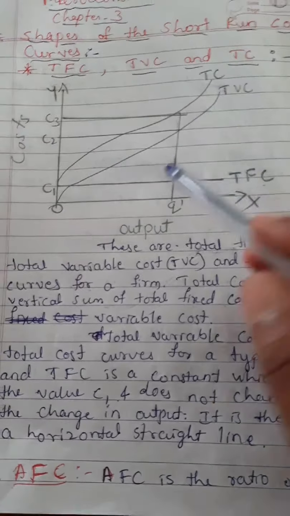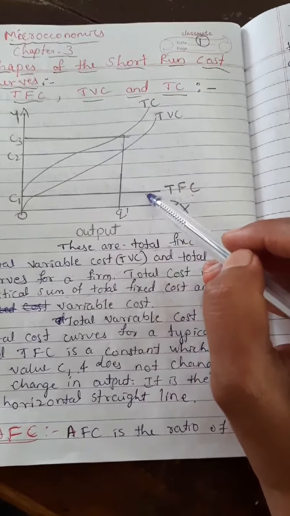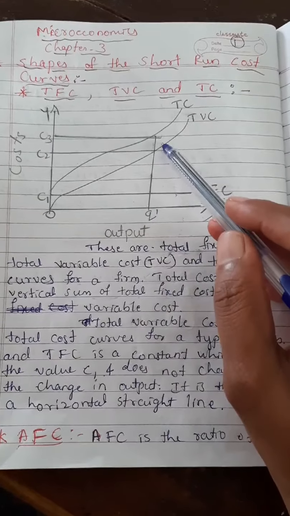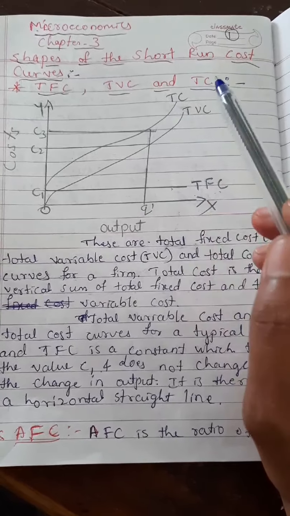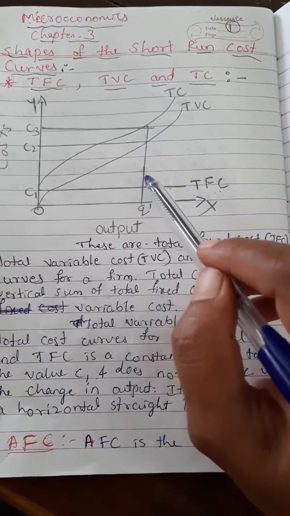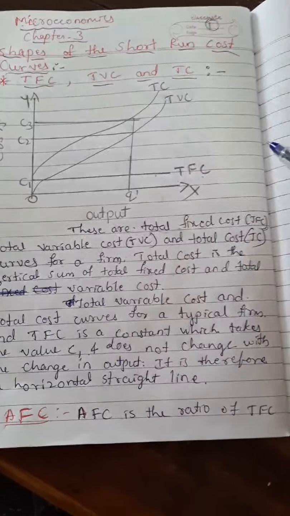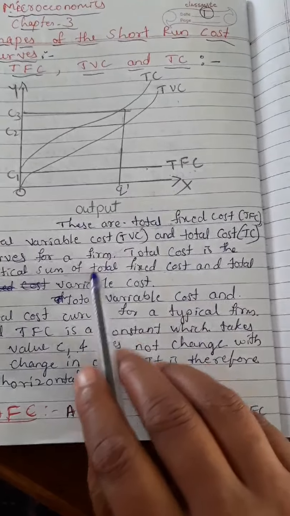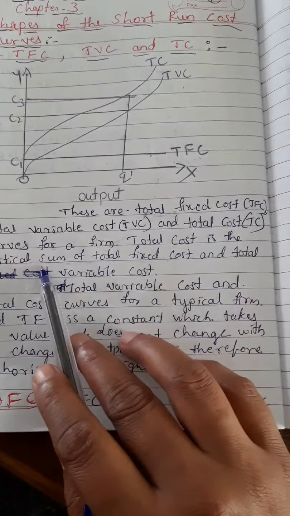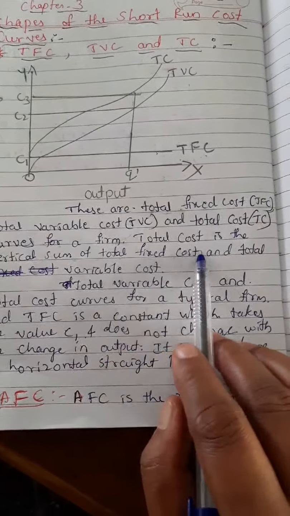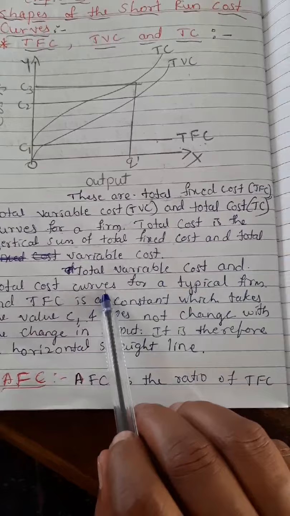We can see here that the TC curve is above the TVC and TFC curves, because TC is always above both curves. TFC plus TVC gives us the total cost. These are the total fixed cost, total variable cost and total cost curves for the firm, and total cost is the vertical sum of the total fixed cost and total variable cost.